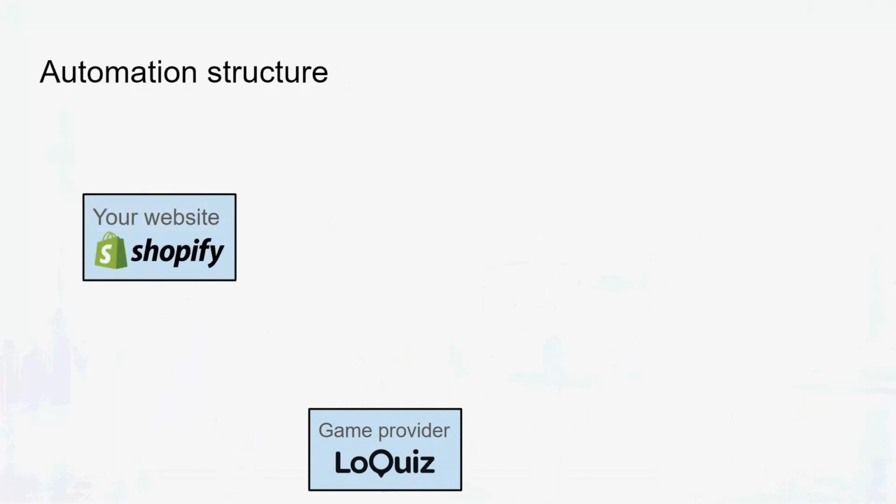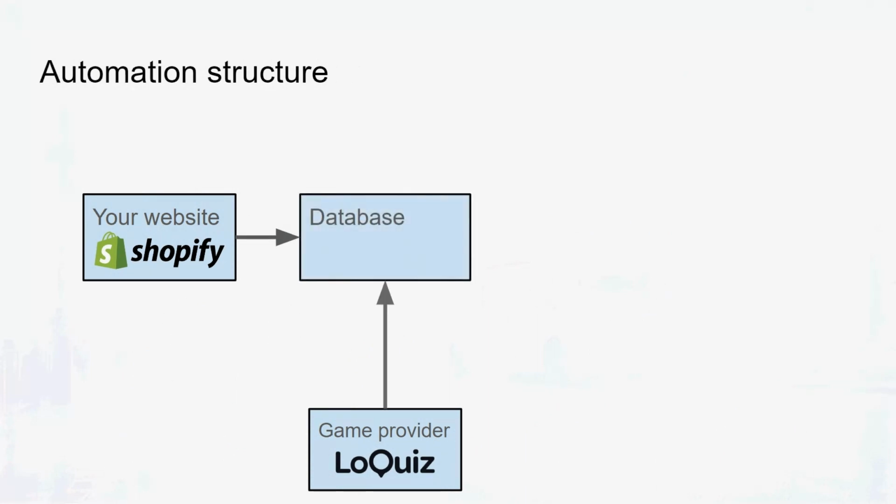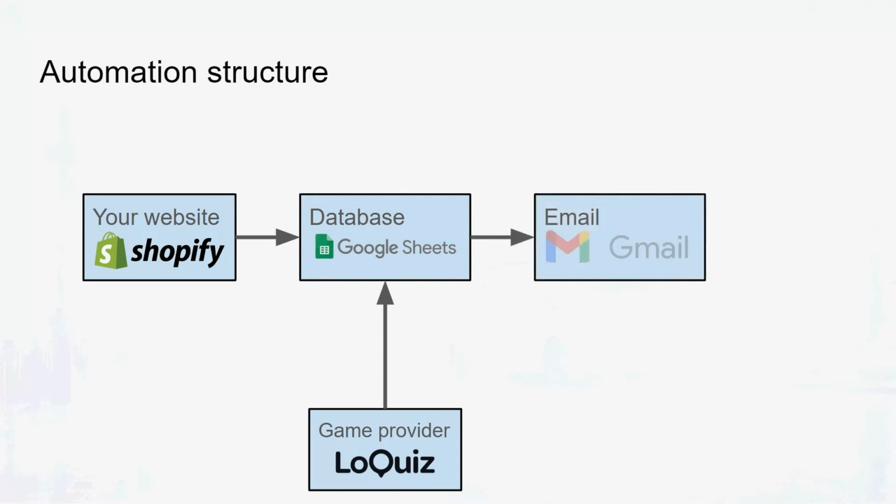So we start with the game provider, Loquiz. Then you'll build a website using Shopify. From Shopify, we'll connect the orders and the Loquiz tickets through a database using Google Sheets. So we can send by email the unique tickets through Gmail.